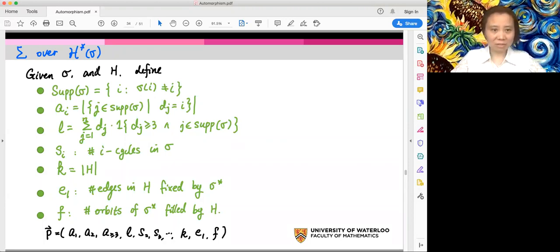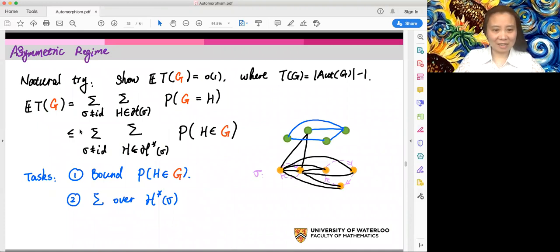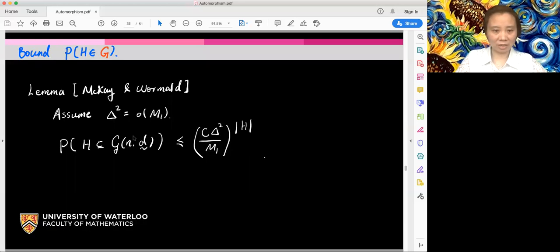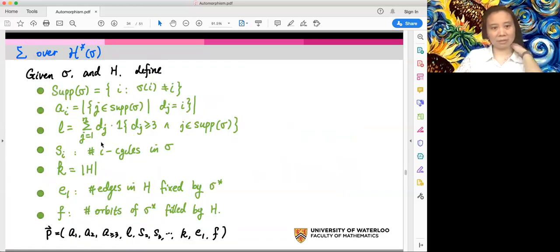So I'm just going to briefly explain how they did it. It's hard to count in general, but if I partition this set of permutations and the graphs in that class of families of graphs according to certain parameters, then I can actually get upper bounds on the various counts. So the parameters include the following. I look at the support of sigma, which is just the set of vertices that is moved by this permutation sigma.